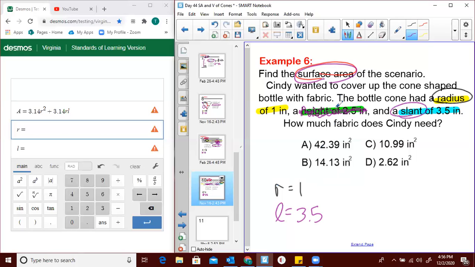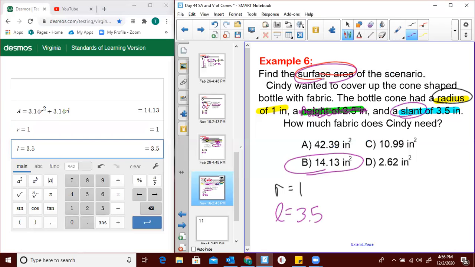Because they'll also give you the answer of the volume. And if you don't do it right, if you use the volume formula, you'll get the right answer for volume, wrong answer for the question. So again, we just put in our 1, plug in our 3.5, and you'll see that the answer is in fact B.